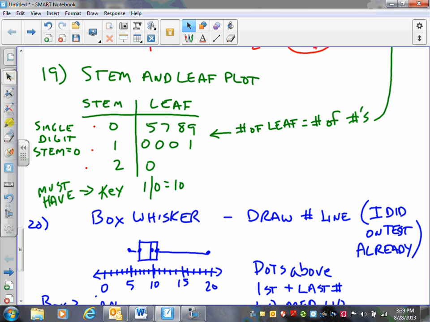And a key, all you got to do is write key. You write one of the numbers from your stem, draw a line through it, make sure the line is much bigger than your digits, and write one of the numbers that matches that stem in your leaf. So 1|0 equals 10. That's a stem and leaf plot. Should be pretty easy.